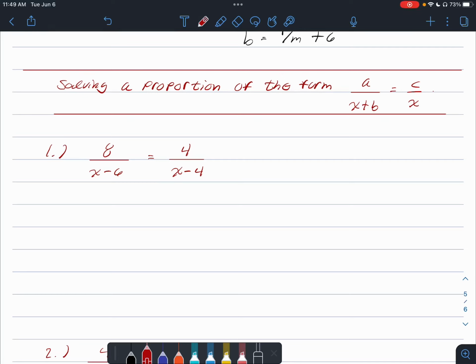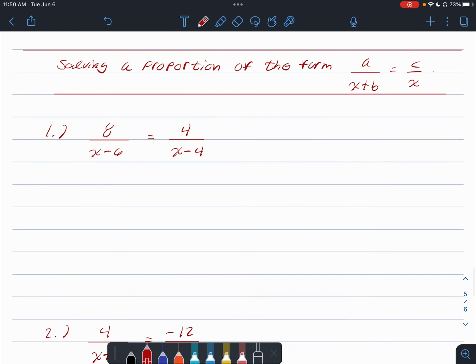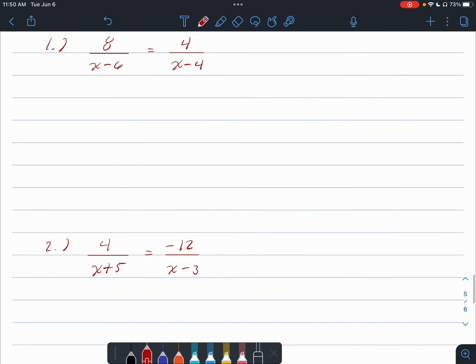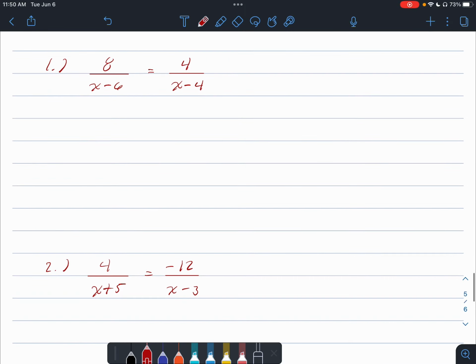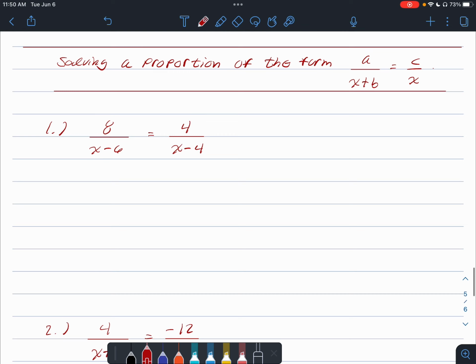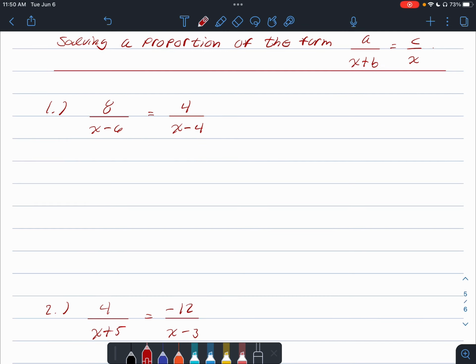In this video, we are going to be solving a proportion of the form a over x plus b is equal to c over x, okay? Or really, a over x plus b is equal to c over x plus d. That's really the form. I'm not sure why they labeled it like this, but you're really going to be dealing with ones that look a little more like we have here. But this is the corresponding homework title if you're wondering, okay?